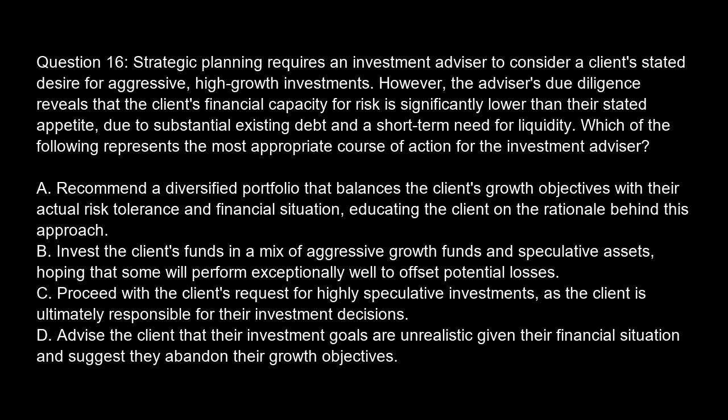Option A. Recommend a diversified portfolio that balances the client's growth objectives with their actual risk tolerance and financial situation, educating the client on the rationale behind this approach. Option B. Invest the client's funds in a mix of aggressive growth funds and speculative assets, hoping that some will perform exceptionally well to offset potential losses. Option C. Proceed with the client's request for highly speculative investments, as the client is ultimately responsible for their investment decisions. Option D. Advise the client that their investment goals are unrealistic given their financial situation, and suggest they abandon their growth objectives.